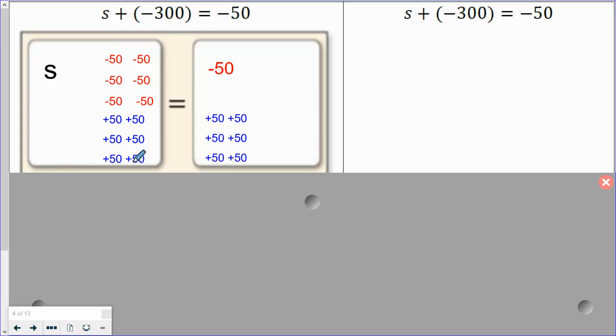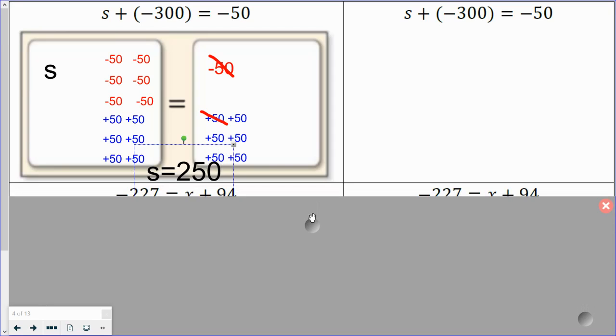Now I'm going to add. So what that makes is this is now canceled along with one of these. So then what's left? Well, I only have 50, 100, 150, 200, and 250. So we would say S equals 250.